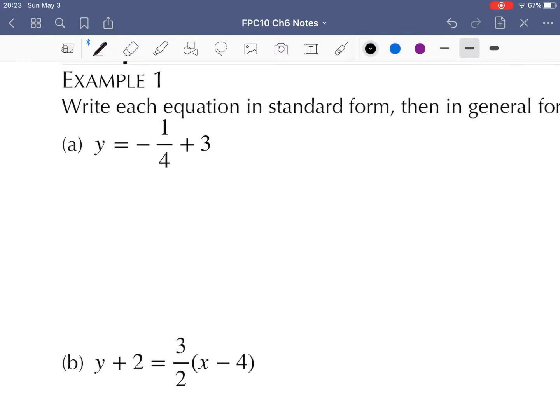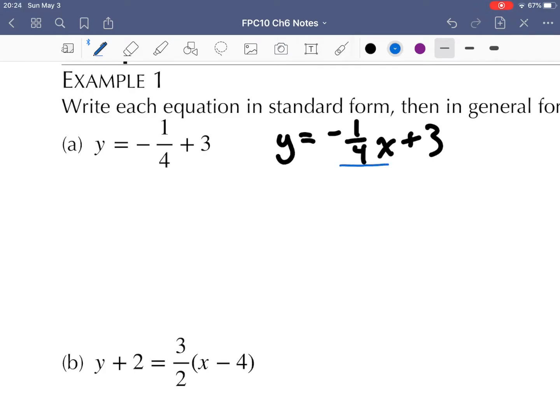Okay, we have a little bit of an issue in letter A. There's no x. Well, the x is going to go right here. So we're going to rewrite this so it's correct. Y equals negative 1/4 x plus 3. All right, now let's get this into standard form first.